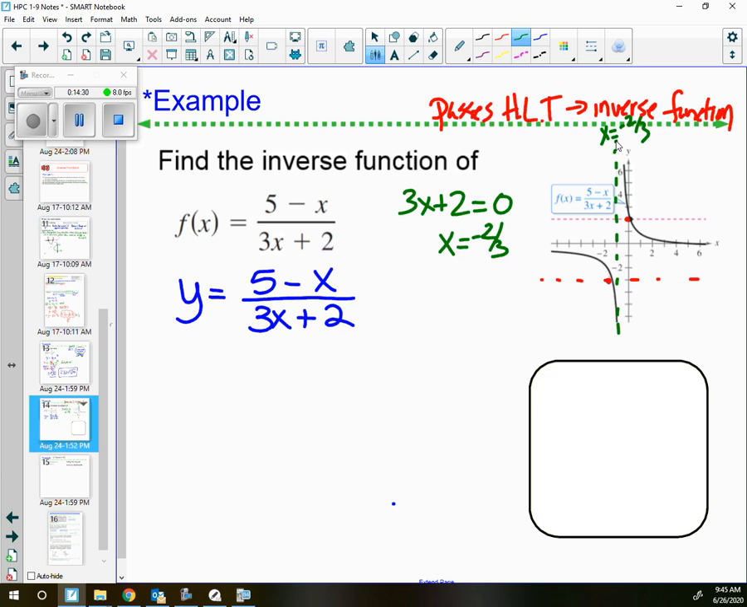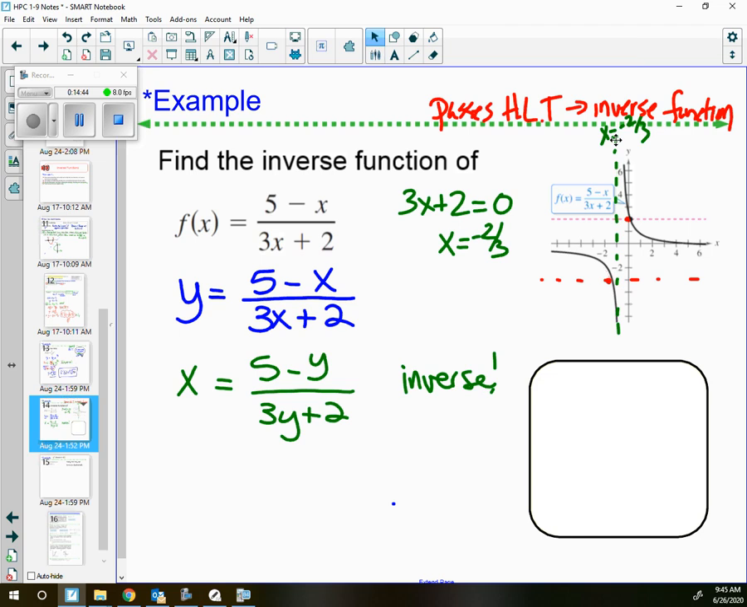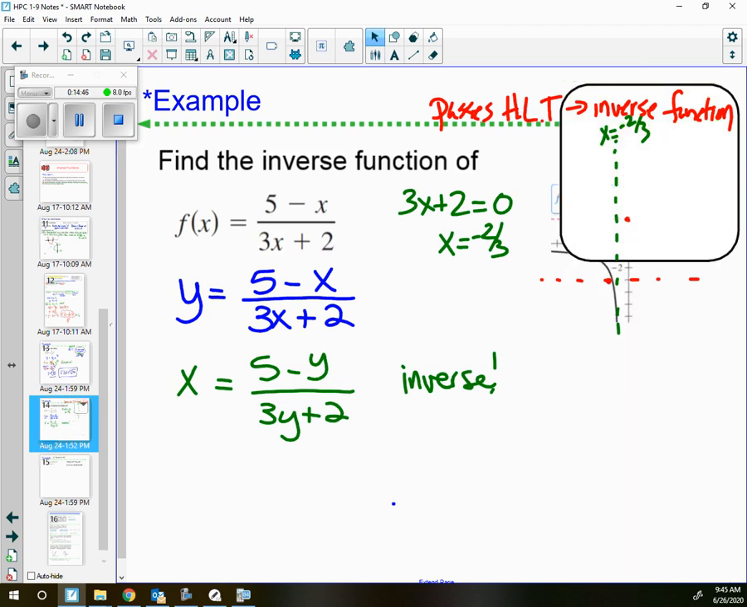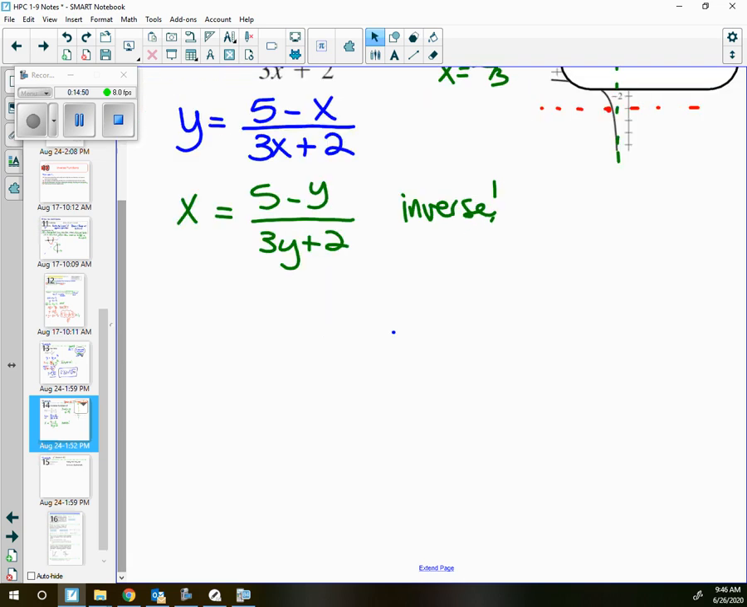So anything that was a y becomes an x, and anything and everything that was an x becomes a y. All right, so there's the inverse. If that's all I needed to do, gosh, then that'd be great. But if I ask you now, hey, I want you to type that into your graphing calculator so we can compare it to the original, that would be really tricky. So the solve for y part here is what makes this super interesting.